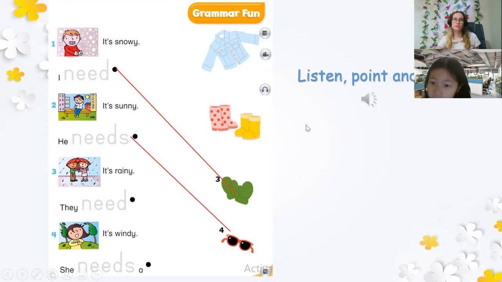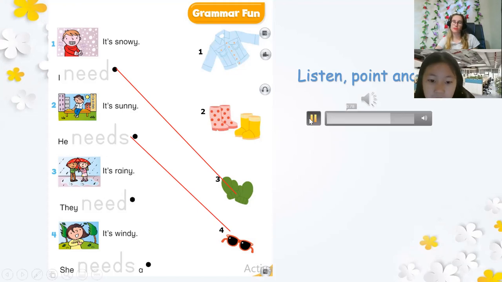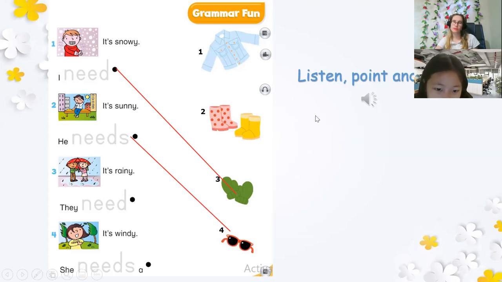Number 3. It's rainy. Look at the puddle. Look at the children's feet. What do the children need if it's rainy, if there's a puddle? Yes, they need boots. Which one? Number 2. Good job.